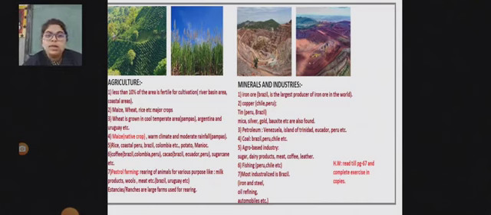Talking about minerals, to name them. In particular, in the case of South America, iron ore is found there. It has a good reserve of iron ore. Brazil is one of the largest producers of iron ore in the world. And talking about copper, Chile along with Peru is also among them.